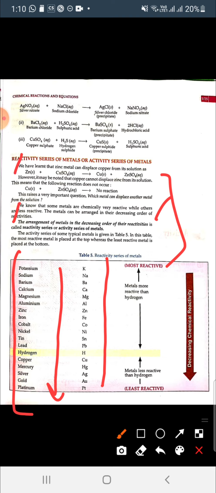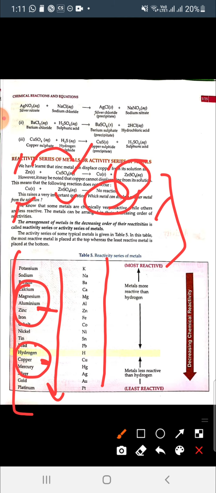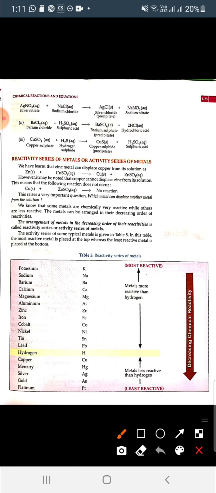You can see the example here. If we put zinc in copper sulfate solution, it will displace copper from the copper sulfate solution and take its place. But when we put copper in zinc sulfate solution, there is no reaction, because in the reactivity series copper is below zinc. So zinc is more reactive. That's why copper cannot displace zinc. A more reactive element will always displace a less reactive element.